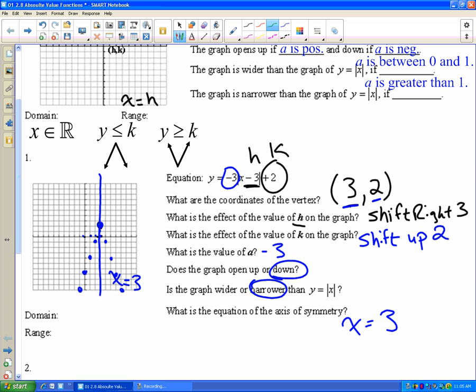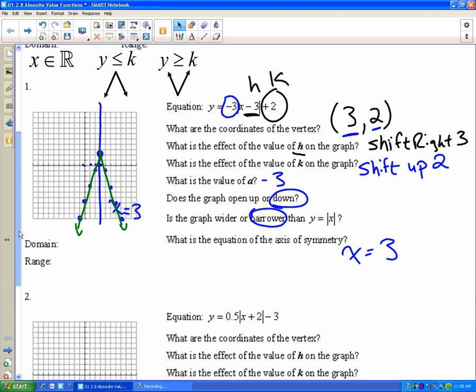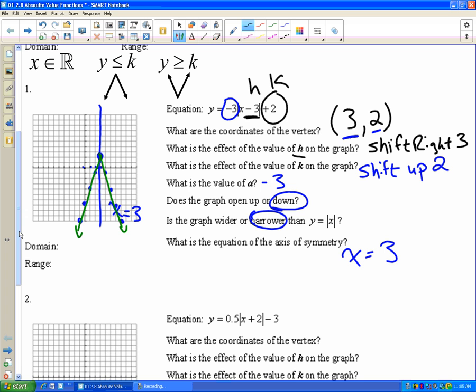So that's going to give me my V shape, because I'm using that negative 3 sort of like a slope. Now, let's talk about my domain. My domain for absolute values is x is an element of all real numbers. I can always plug in an x, and it will always give me a value. However, my range, my y, is going to be greater than, I lied. For this one, since a is negative, y is going to be less than or equal to 2, my k.